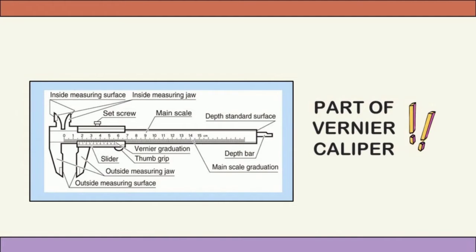Next are the parts of the vernier caliper. First is the inside measuring surface. Second, inside measuring jaw. Third, set screw. Main scale. Depth standard surface. Depth bar. Main scale graduation. Vernier graduation. Thumb grip. Slider. Outside measuring jaw and outside measuring surface.